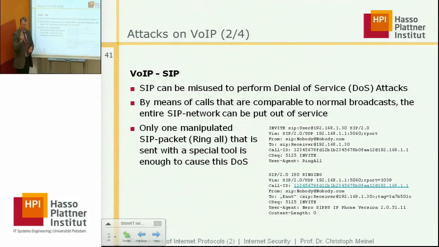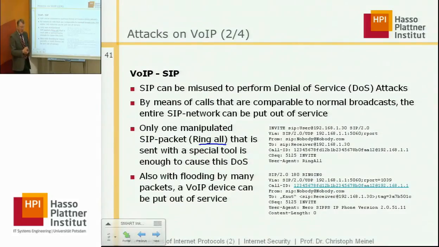There is only one small manipulation of a SIP packet. This is a Ring-All packet that is sent with a special tool, and that's enough to cause this denial of service. Then immediately all participants that are connected to the SIP network get a ring signal and assume that someone wants to call them. So here you see this modified line if you go into more detail. So this is one denial of service attack.